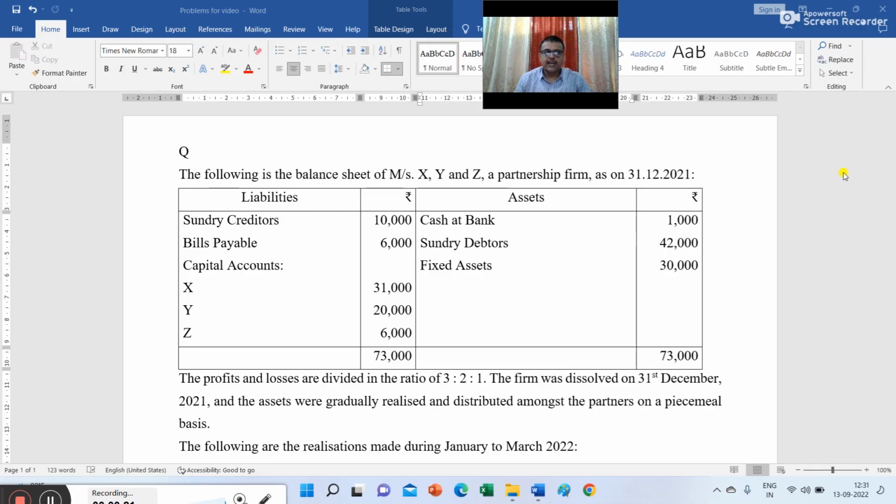The following is the balance sheet of Messrs. X, Y and Z, a partnership firm as on 31st December 2021. On the liability side, we have sundry creditors 10,000, bills payable 6,000, capital account of X 31,000, capital of Y 20,000 and capital of Z 6,000. On asset side, we have cash at bank rupees 1,000, sundry debtors 42,000, fixed asset 30,000.